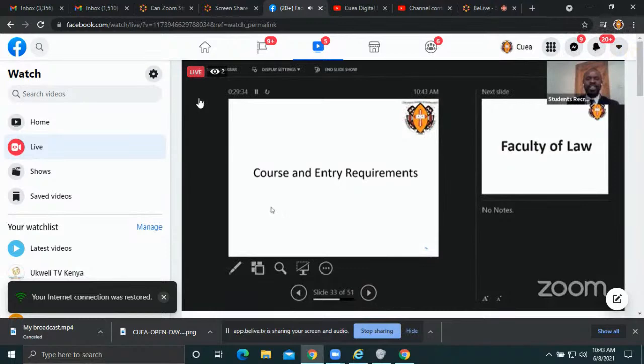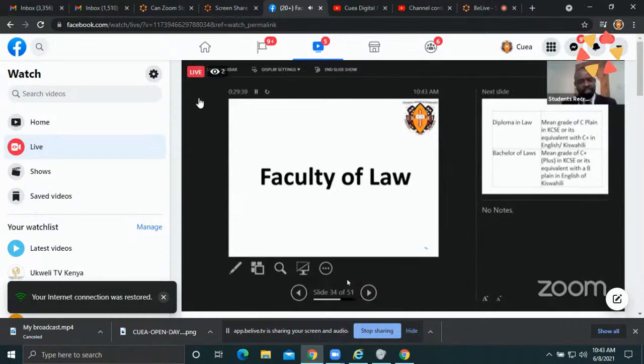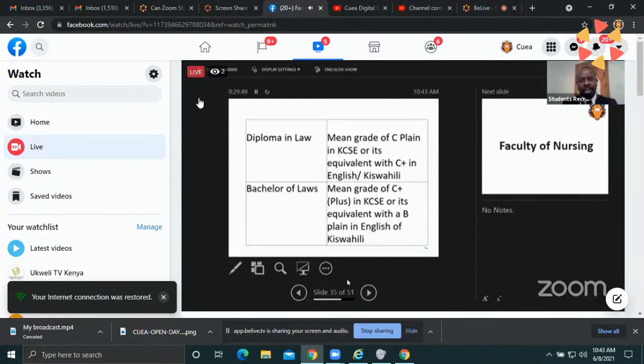The first course that most of you have asked about is from the Faculty of Law, because we've received a lot of calls asking us about the minimum requirements for the Faculty of Law. In the Faculty of Law, we have two programs. We have a diploma in law, and we also have a Bachelor of Laws. These two programs are the ones that are relevant to you, because we also have a Master of Law.